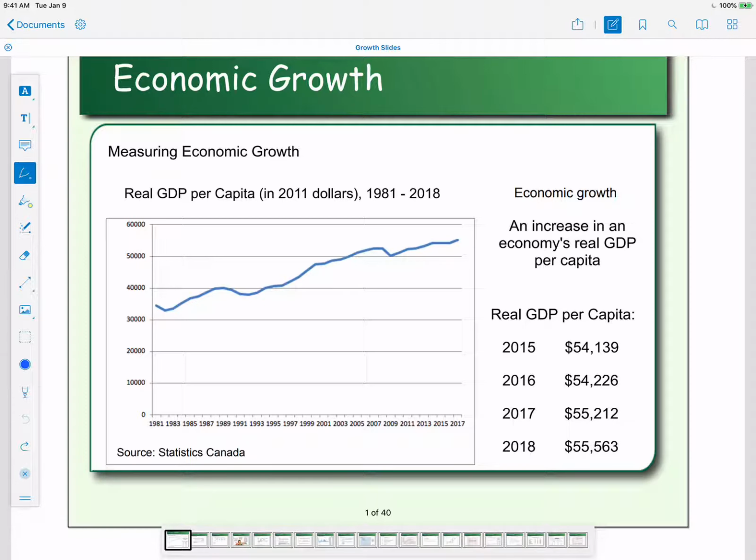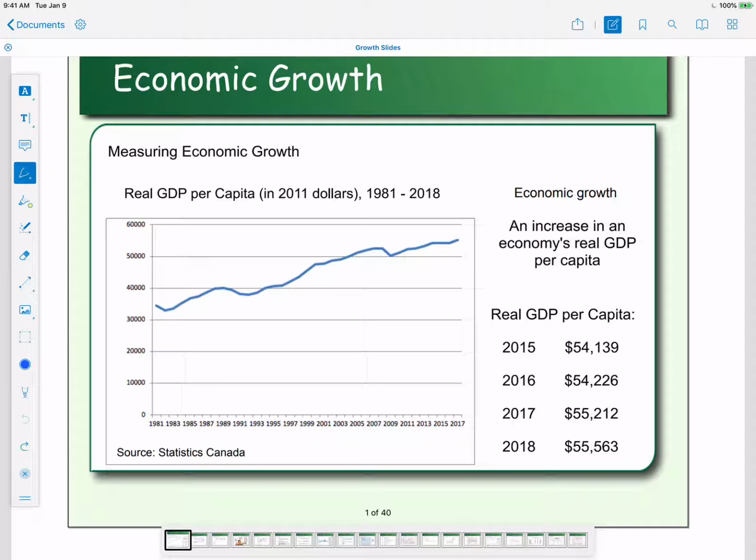And since economic growth is the change in an economy's real GDP per capita, we want to better understand the real part. What does that mean? So GDP we know is gross domestic product, the total value of all final goods and services produced in an economy in a year. Okay, so total value of everything we make. And we want to look at it per capita, per person in the population. So I want to see the amount that's being produced per person.